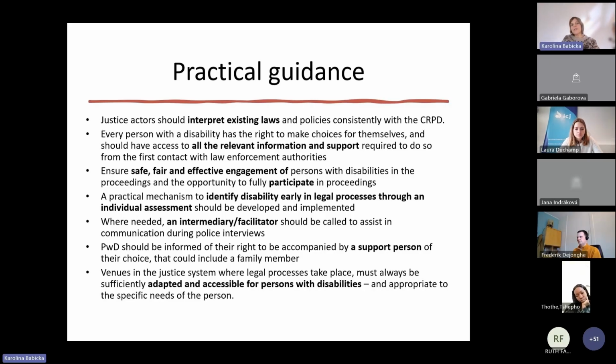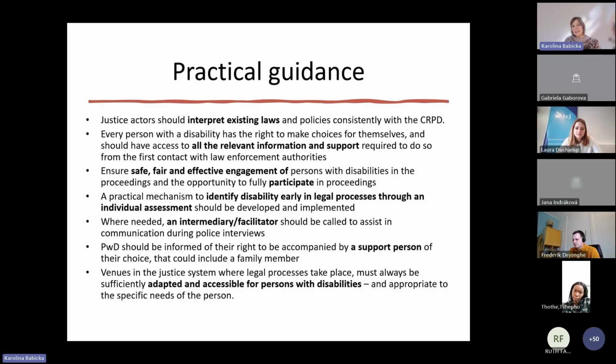So this was a snapshot of some of the procedural accommodations that we describe in the Benchbook, and we have also put together quite an extensive list of recommendations, both immediately relevant for justice actors and also potentially leading to changing the national legislations. As for the practical recommendations, we suggest that justice actors should interpret existing laws and policies consistently with the CRPD. Once it is binding the country, the legislation should be interpreted in light of it, as I already mentioned.